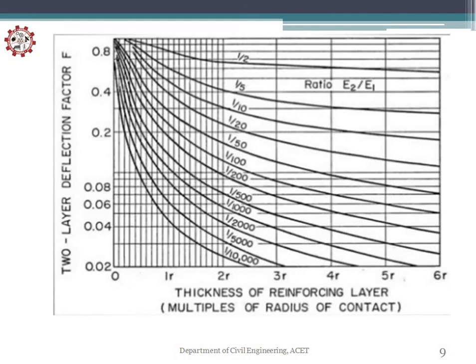So this is the graph here. Two-layer deflection factor F is given, and thickness of reinforcing layer in multiples of radius of contact is given, and these are the curves from 1 by 2 to 1 by 10,000, which are known as ratio E2 upon E1 curves. So in numericals, this graph will be given to you, and according to this graph you have to calculate the value.